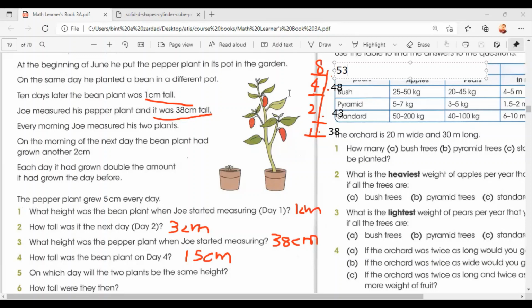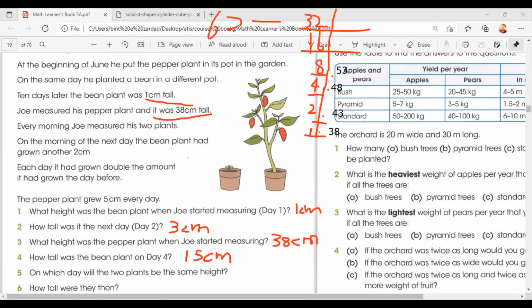And this one is 8, then 16, then 32. Let me do it, so as not to make confusion. We are not matching the number yet. We need to add these up: 15, 15 plus 16, 31, 31 plus 32. It's coming 63 if we add all of these. So this plant is now 63 centimeter after 6 days, okay?